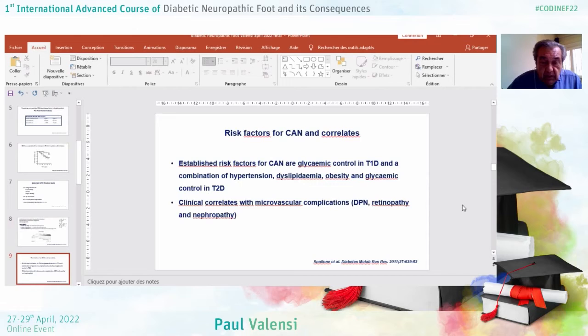And CAN has some important determinants. The established risk factors for CAN are glycemic control in type 1 diabetes, and in type 2 diabetes, CAN is probably the result of several disorders, including hypertension, dyslipidemia, obesity, and also glycemic control. Also, CAN is shown to be associated with microvascular complications, including peripheral neuropathy, but this is not univocal, I would say, across the studies. Association also with retinopathy and nephropathy.